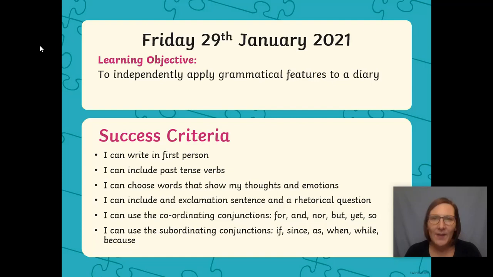Okay, do we feel that we're going to be successful today in creating our diary entries? I think you really are. I think it's going to be amazing for you to complete this now and to finish off this unit of work. It's going to be fabulous.